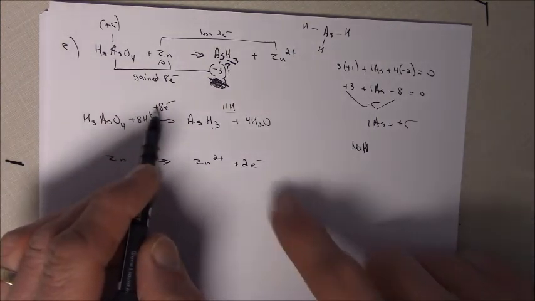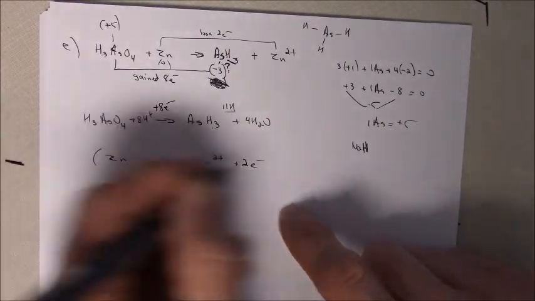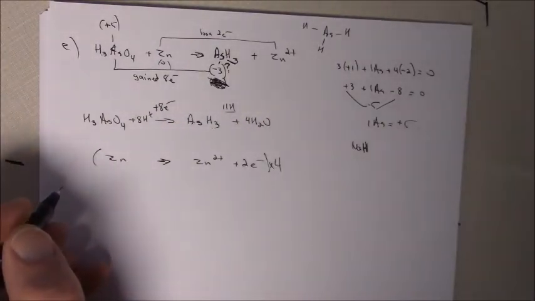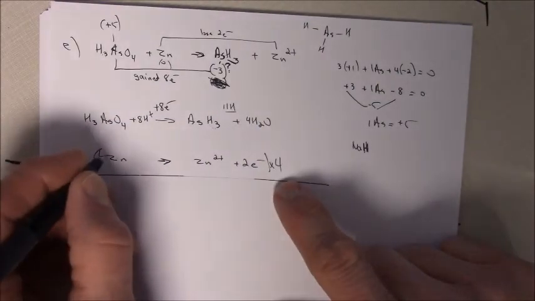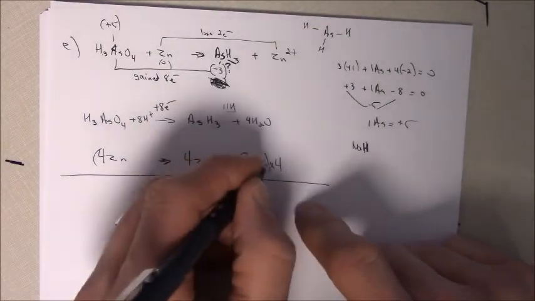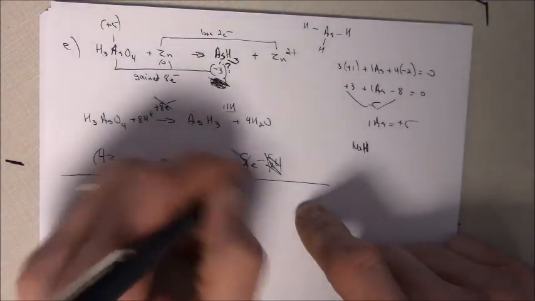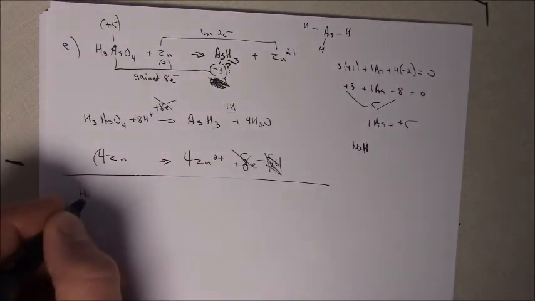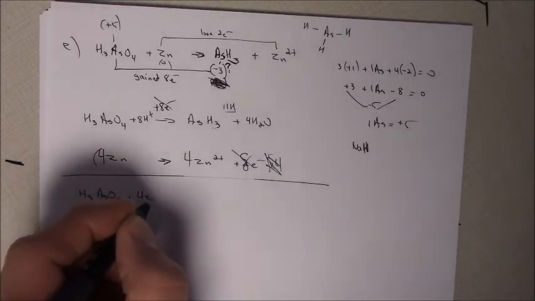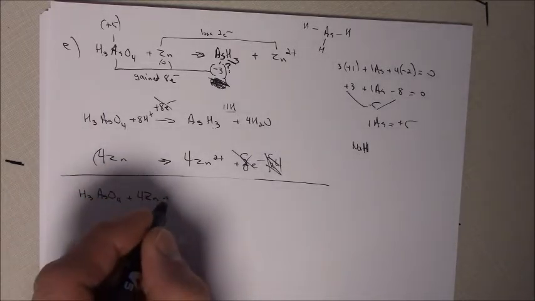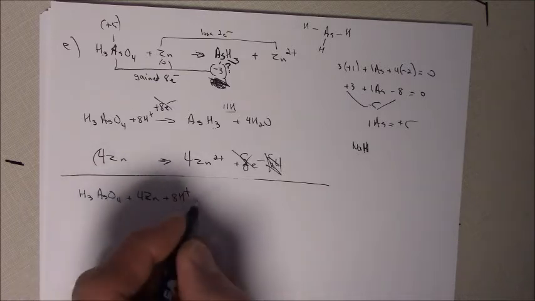8 is transferred here, 2 here, we've got to make it common, so this one could be multiplied by 4. And it turns out, well, this one's easy because we're not multiplying them by anything. So basically I could just say 4, 4, 8. That cancels and you're left with H3ASO4 plus 4 zinc plus 8 H pluses.